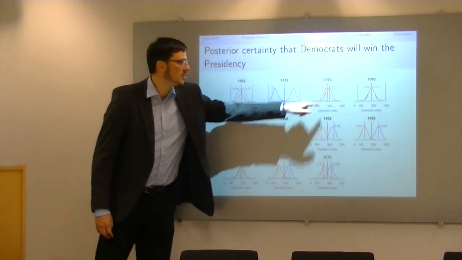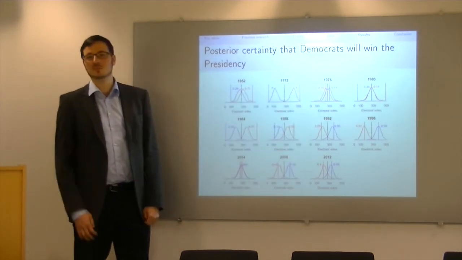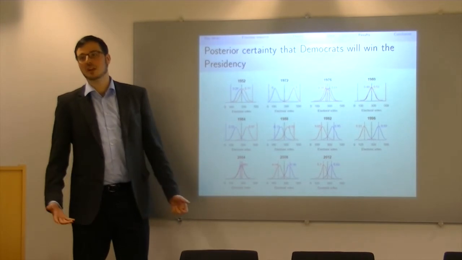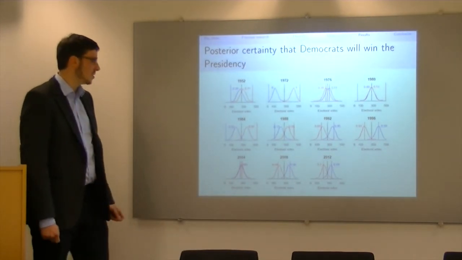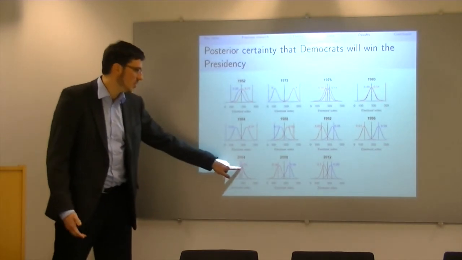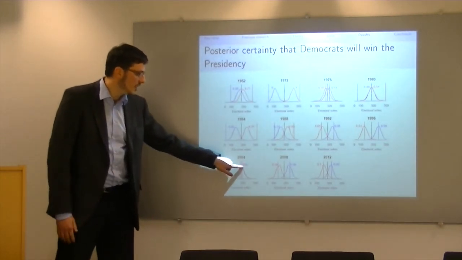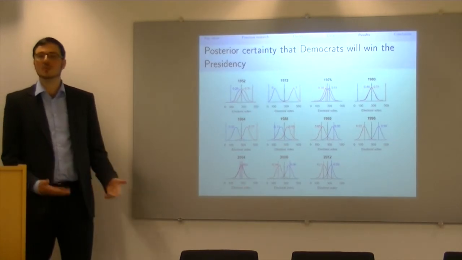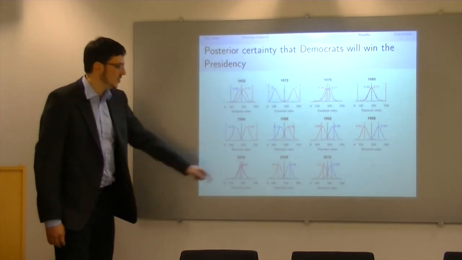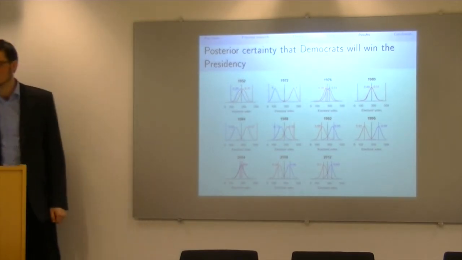In 1976, where I get it right, it's 61% certain that Carter will win it. I'm not sure I would bet a lot of money based on this forecast. In 2004, again, where the forecast is incorrect, it comes with a lot of uncertainty, and it basically says it's 50-50.